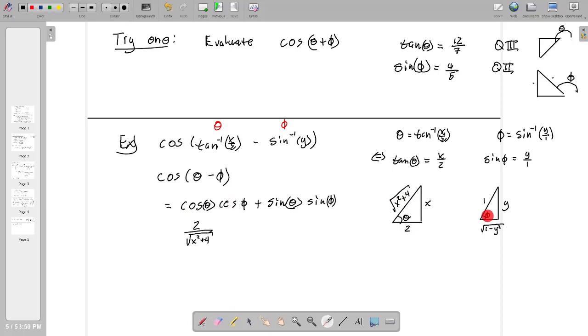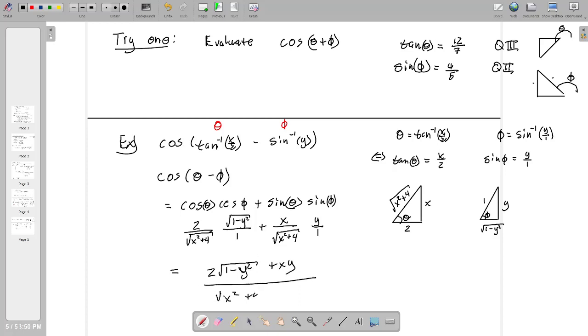Cosine phi, again, adjacent over hypotenuse, so square root of 1 minus y squared divided by 1, times sine of theta, x over the square root of x squared plus 4, and sine phi, which is y divided by 1. So this becomes 2 root 1 minus y squared plus xy divided by square root of x squared plus 4. And that's it.